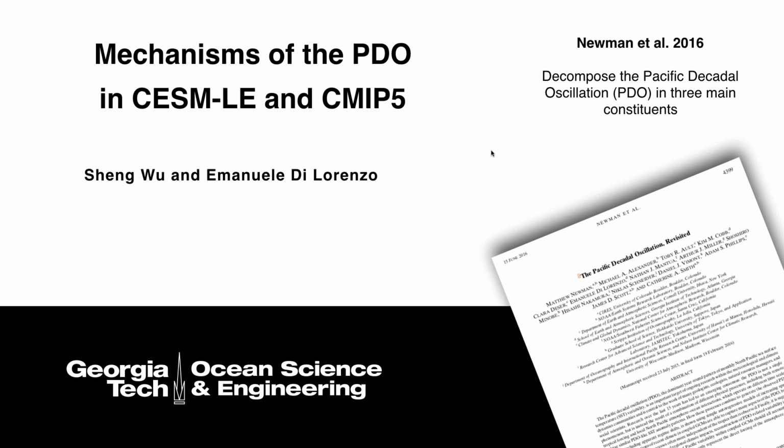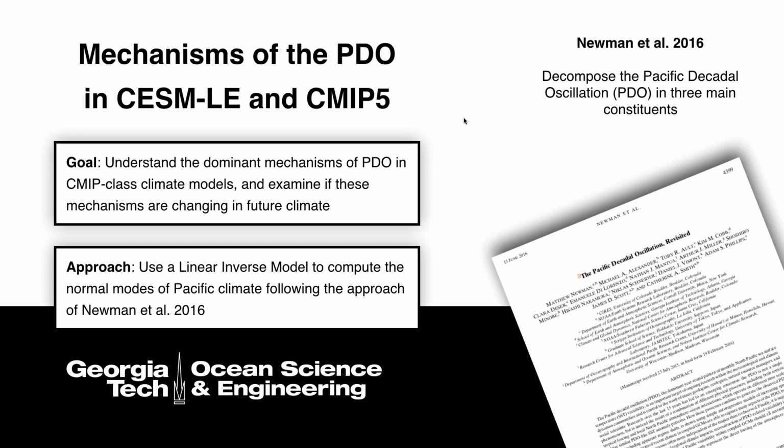My topic is about the mechanism of the PDO in the CESM large ensemble and the CMIP models. I followed Newman's 2016 paper. Our goal is to understand the dominant mechanism of the PDO in CMIP class-like models and examine if these mechanisms are changing in the future climate. Our approach is to use a linear inverse model (LIM) to compute the normal modes of Pacific climate, following the approach of Newman's 2016 work.